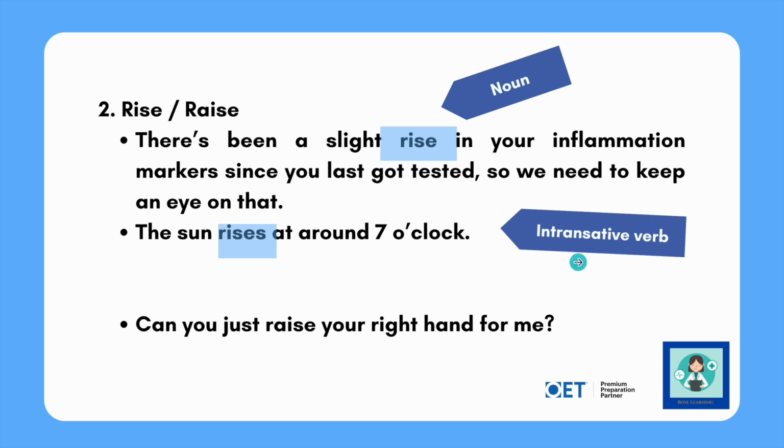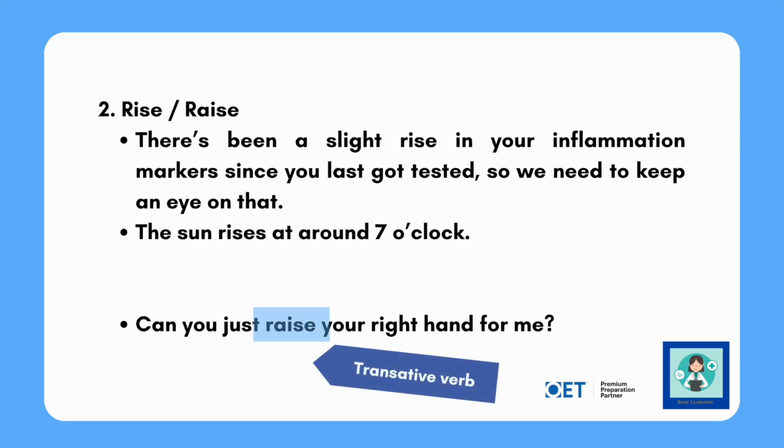In this case, it's an intransitive verb, which means that it doesn't have an object. So the sun rises. It doesn't have an object to go with it. The second one with the A, raise, is a transitive verb. So can you just raise your right hand for me? So this is the object here, the right hand. So if you have raise as a verb, we need an object.